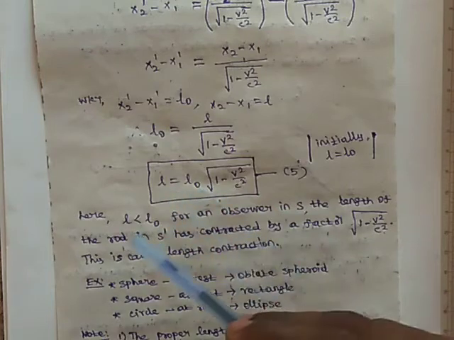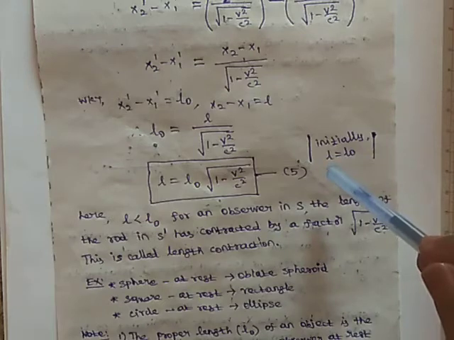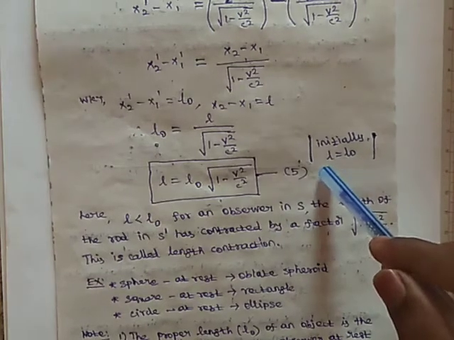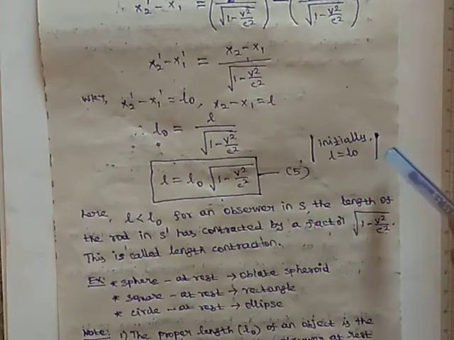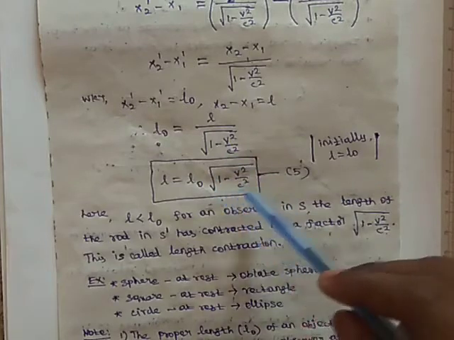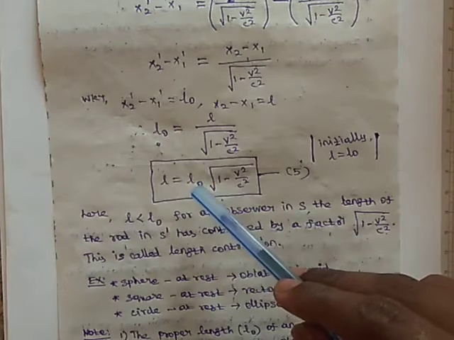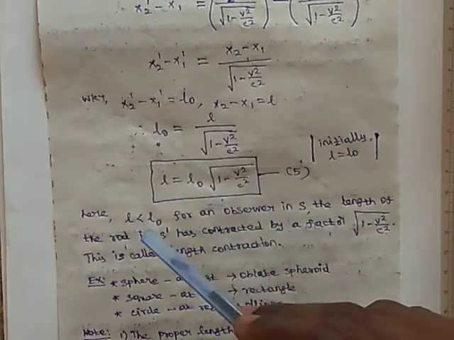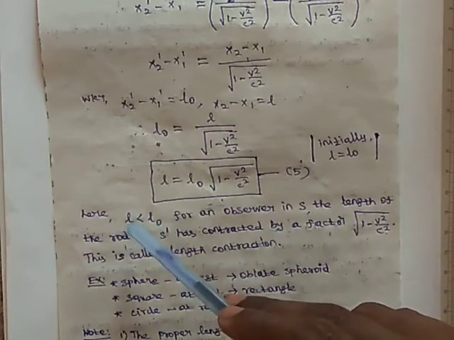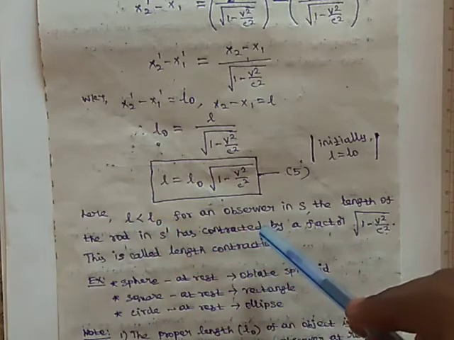Here L is less than L naught. Initially L is equal to L naught. Consider for example the length of the rod is 1 meter. Initially L is equal to L naught means both L and L naught are 1 meter. But here there is a multiplication term with L naught, and this term is less than 1, so L will be smaller than L naught. So we write it as L is less than L naught for an observer in S.